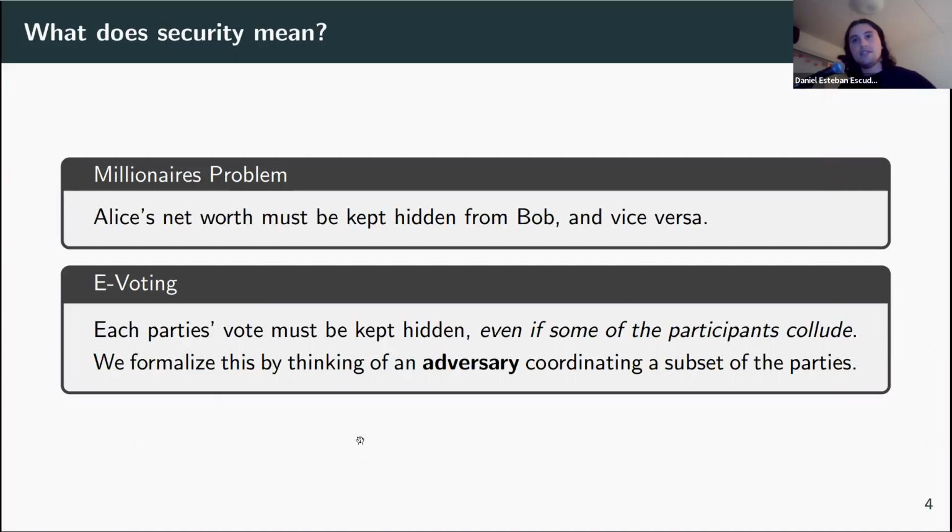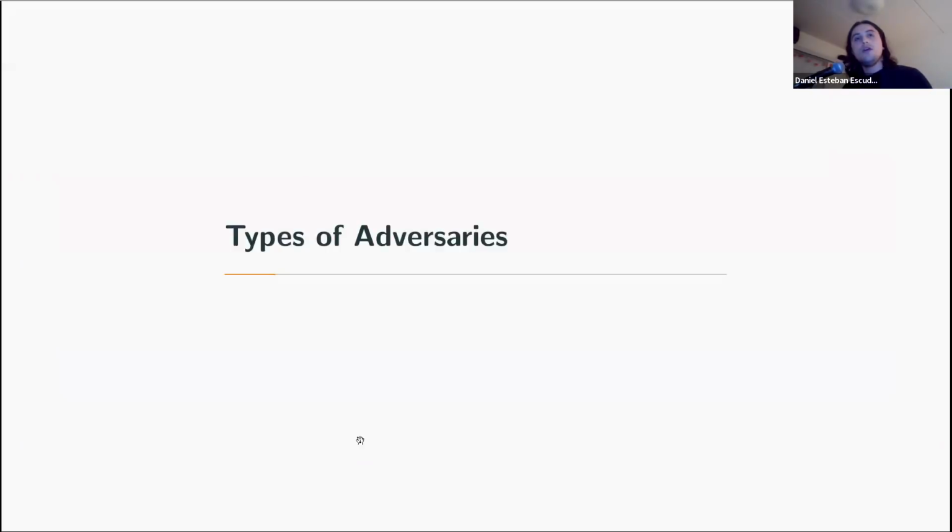An adversary is an entity that corrupts a subset of parties. Why do we like thinking about adversaries? Because in cryptography, whenever you want to define security, you need some attacker, someone who is willing to break it. So in this case, again, we think of an adversary who is corrupting a subset of the parties. Okay, so in MPC, we like thinking of the adversary in different types.